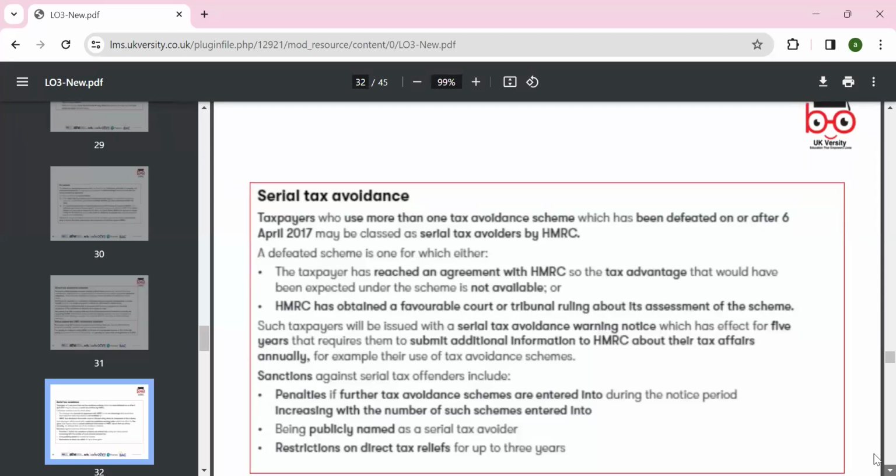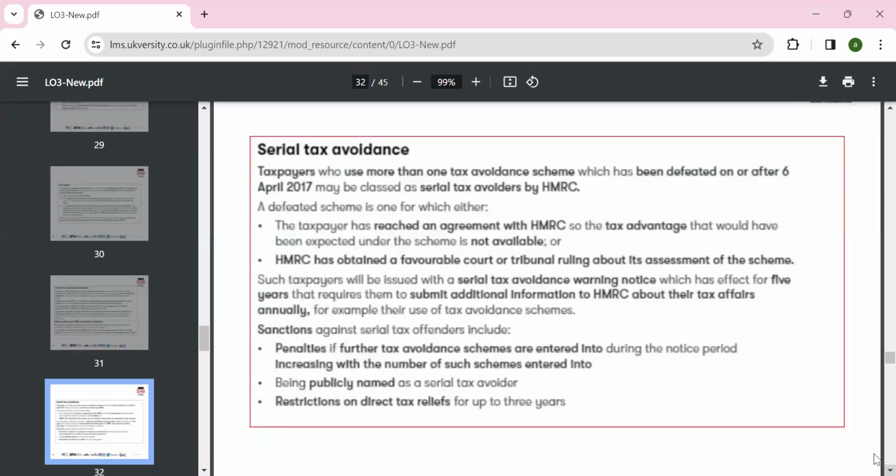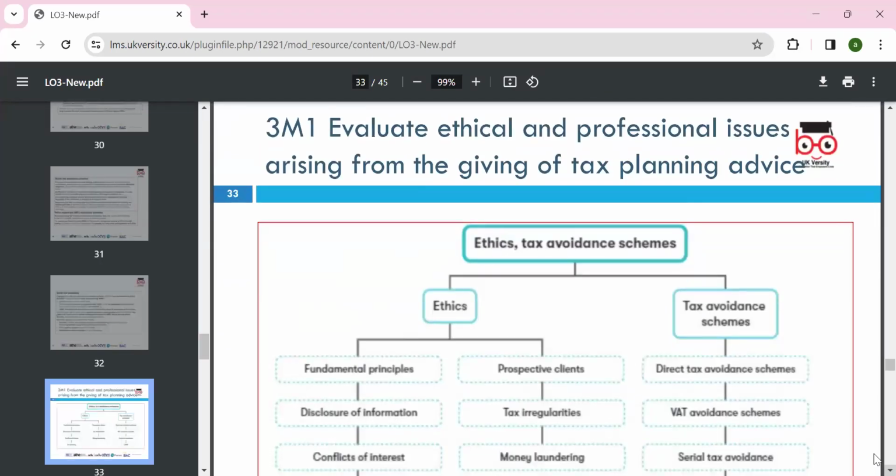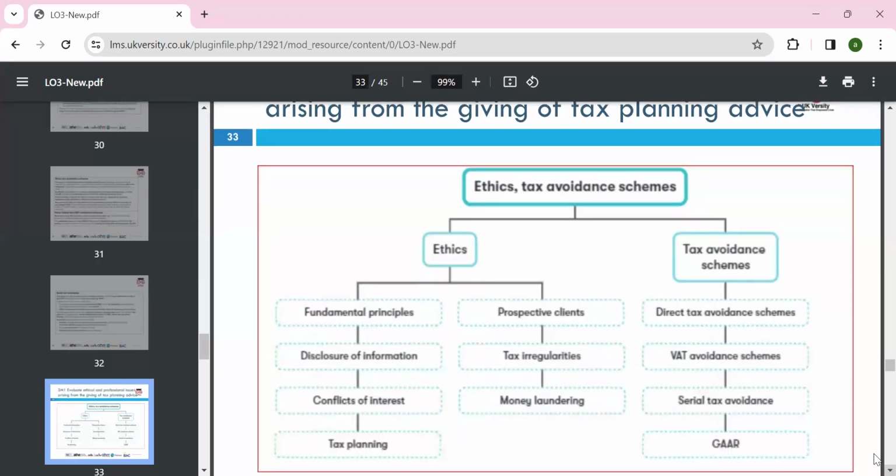So for our assignment purposes, we can pick one or two examples from the booklet, and we can use those to meet the learning outcome 3.1, evaluate the ethical and professional issues that can arise in tax planning. So ethics and the tax avoidance schemes.